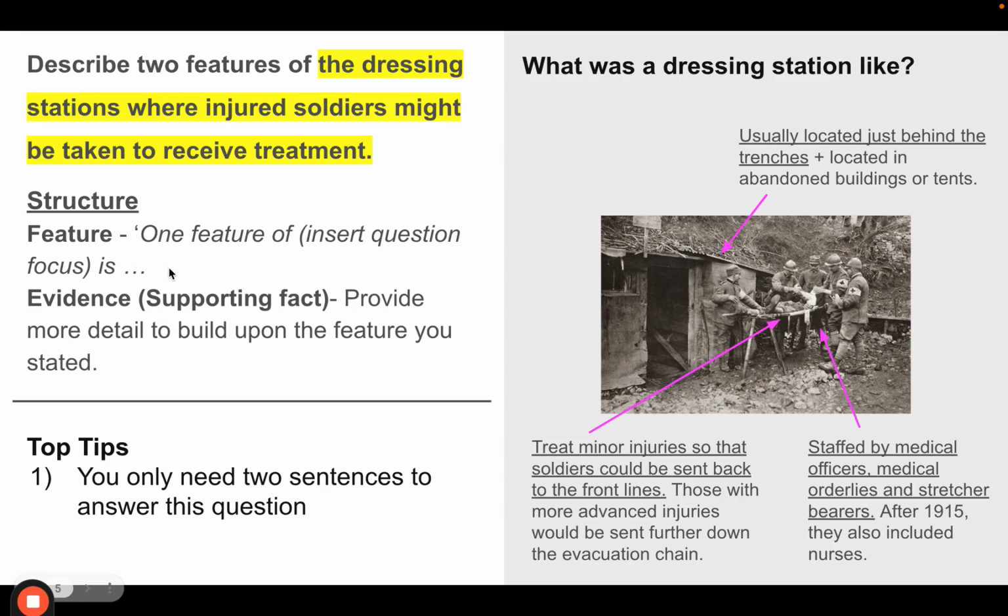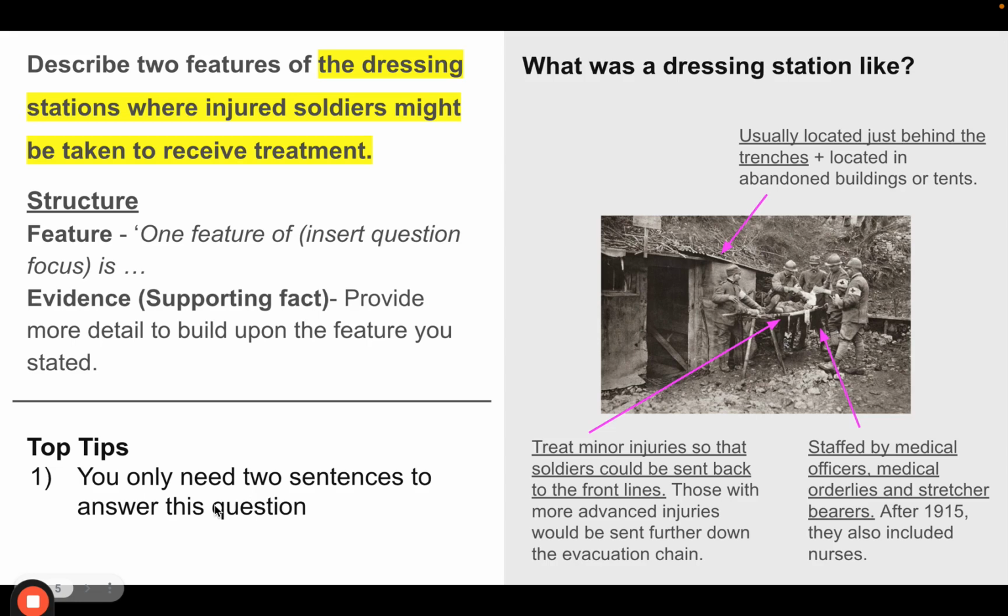Then you give the first thing. Then you just need to provide a supporting fact or just give a little bit more detail to build on the feature that you have stated. Now, the one top tip that you need to remember is that you only need to write 2 sentences per feature. So you are not expected to write a lot.